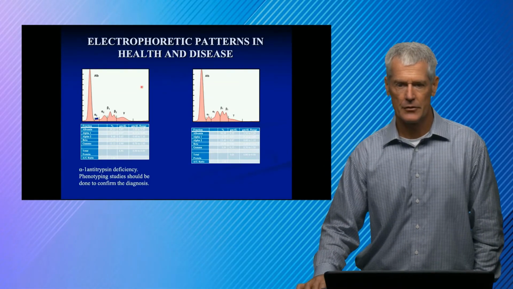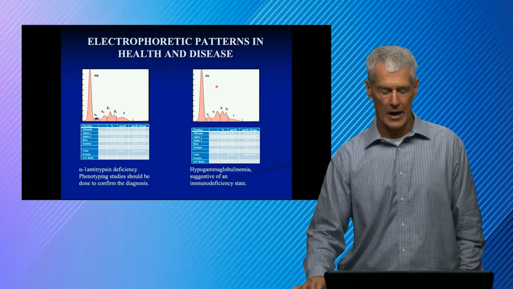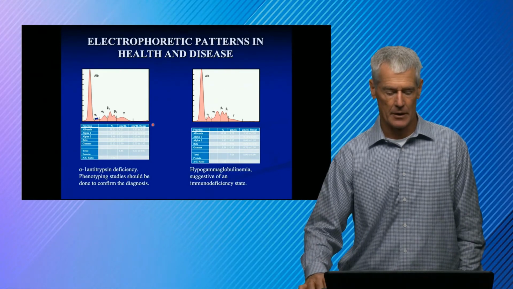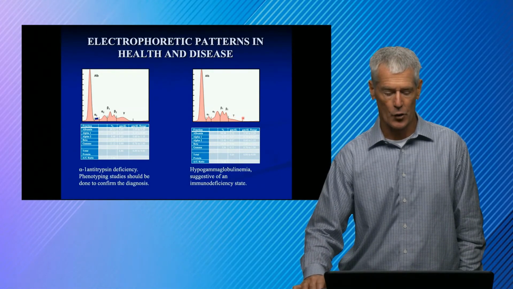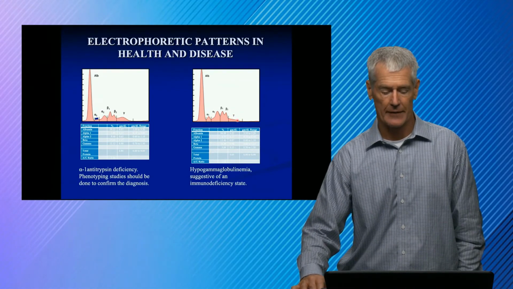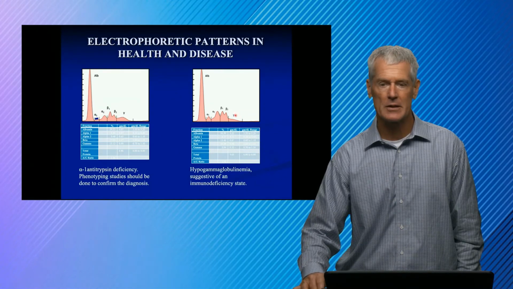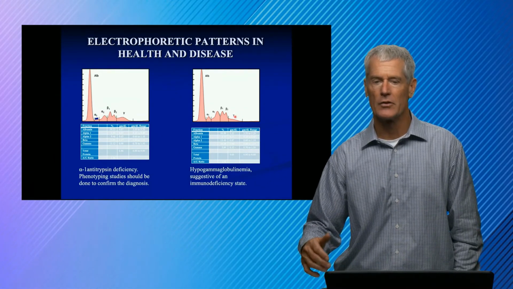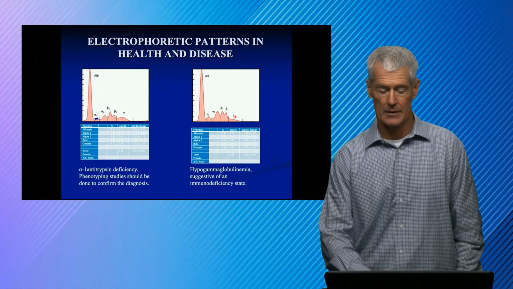This is a pattern of hypogammaglobulinemia. So we don't have our normal increase in our gamma globulins, and they sort of have just trailed off. So you do have some immunoglobulins in this patient, but they're below normal, so we would call this hypogammaglobulinemia.